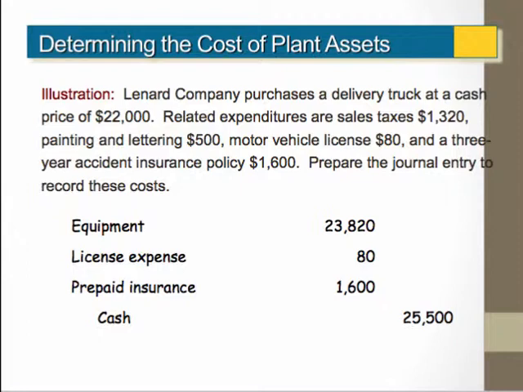So here's the journal entry that we would make for the purchase. Debit the equipment for $23,820. Debit the license expense for the one period for $80. Debit the prepaid insurance for $1,600 and credit cash for $25,500. Remember that prepaid insurance policy we talked about earlier will be spread over the life of the insurance policy.